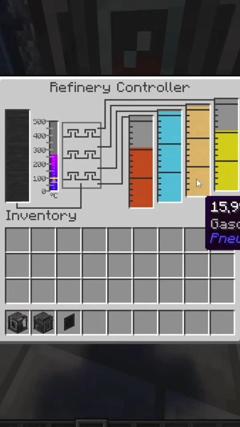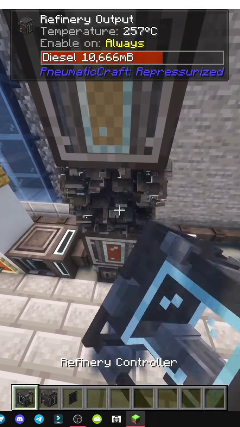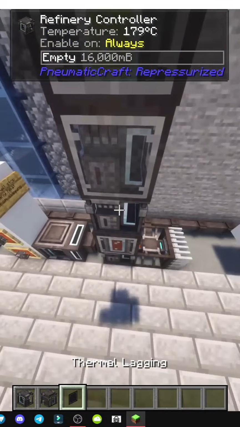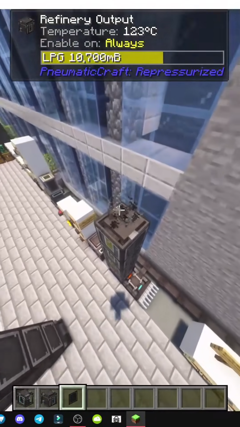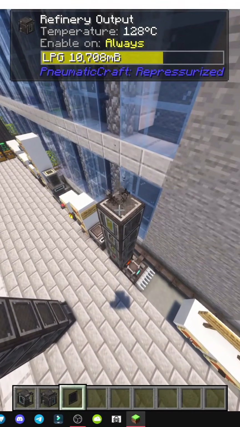Basically, I think it's not processing here because this is already at maximum, gasoline and kerosene. Let's break it for a moment, see if that's the case. Now let's put on the thermal lagging. There it is, see? It wasn't processing because that was already at maximum.